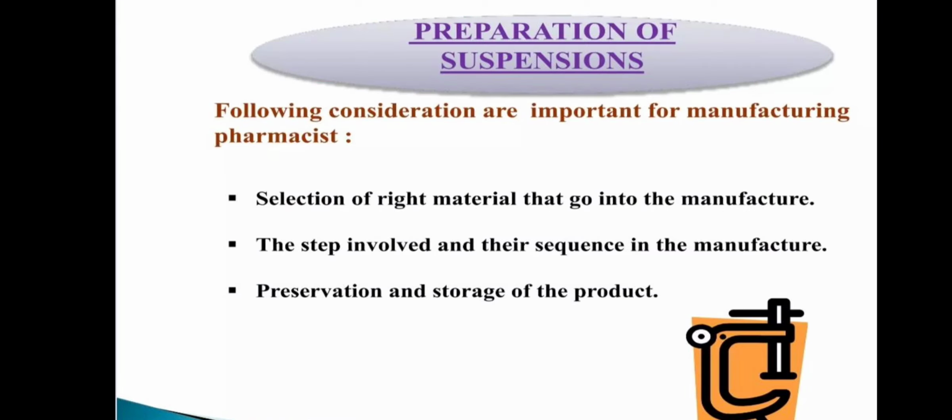Then preparation of suspension. The following considerations are important for the manufacturing pharmacist: selection of the right materials that go into the manufacture, the steps involved and their sequence in the manufacture, and preservation and storage of the product.